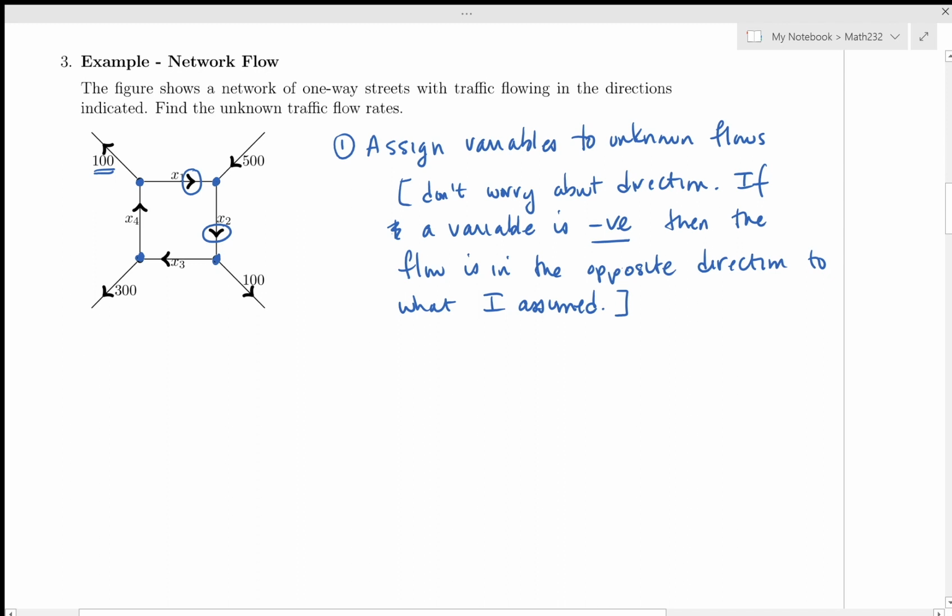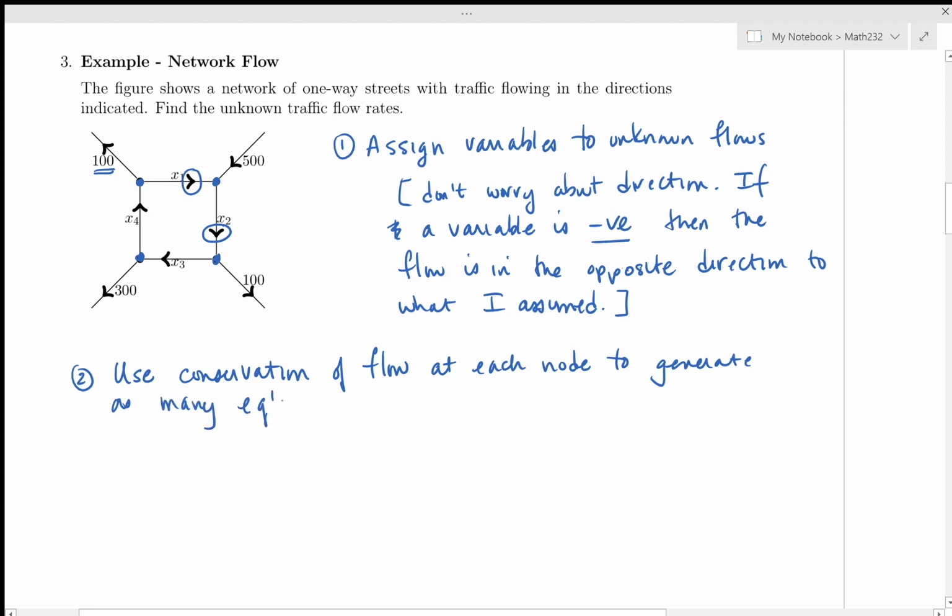Okay, so that's step one. And then step two: use the conservation of flow at each node. That's what I'm going to use. Use conservation of flow at each node to generate, in fact, as many equations as there are unknowns.